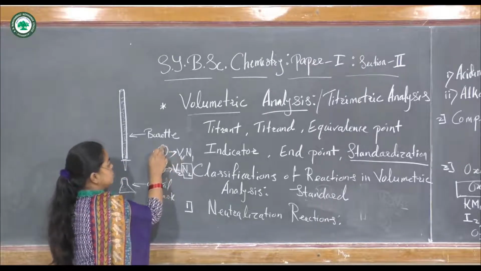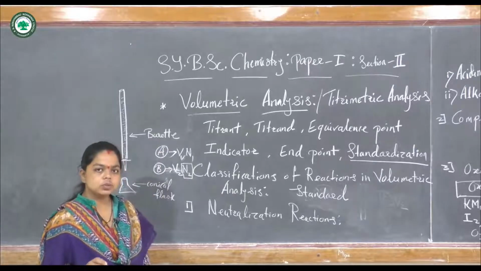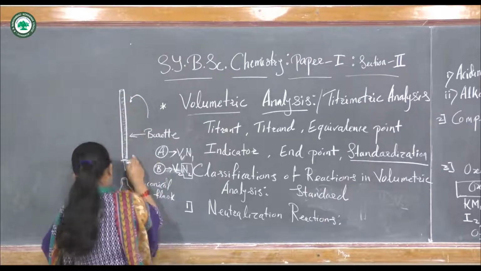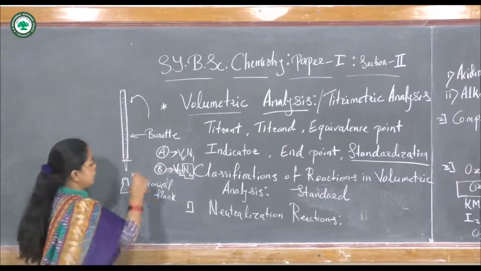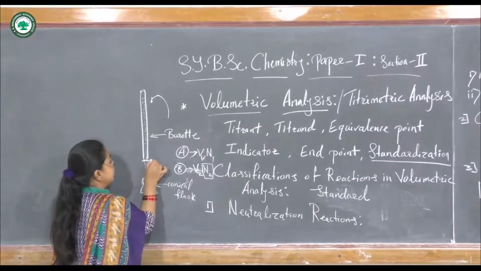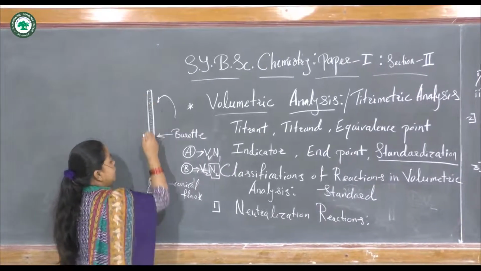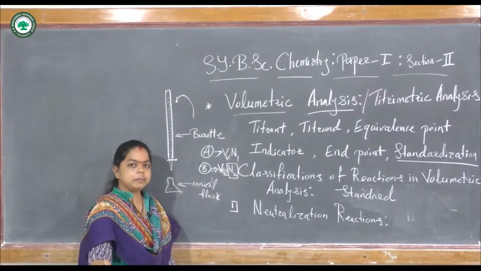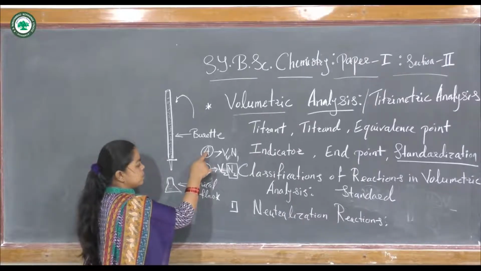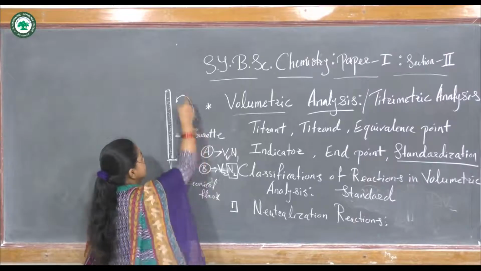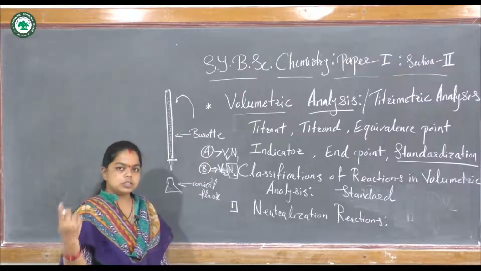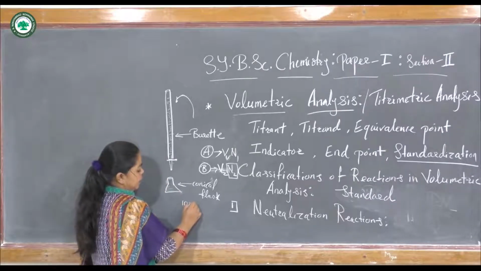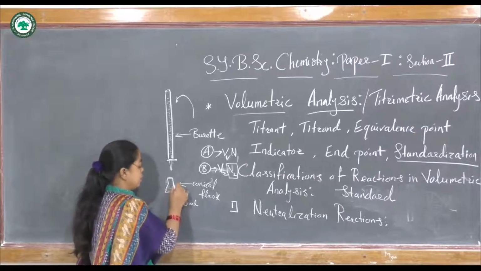So A, whose concentration is known out of these two samples, should be filled in this burette. This is the long, elongated tube-like structure having a clip at this point. It has markings, and burettes of 25 ml or 50 ml volume are available. The solution whose concentration is known is filled in the burette, and the sample whose concentration is to be determined is taken in a particular amount, like 10 ml or 9 ml, in this conical flask.